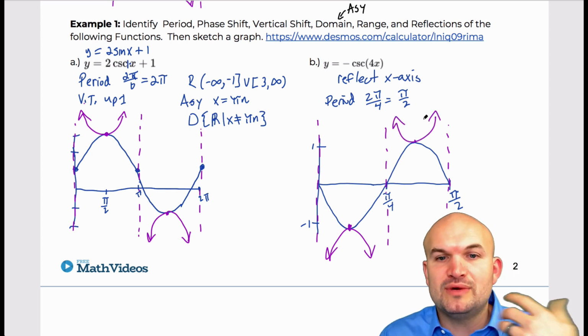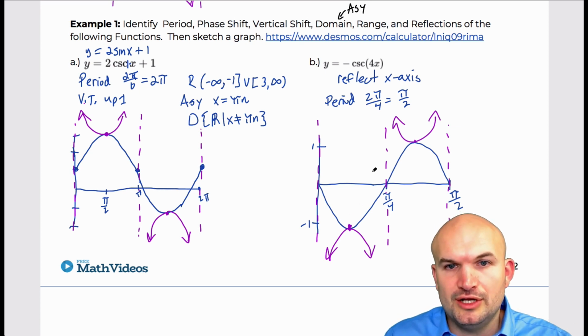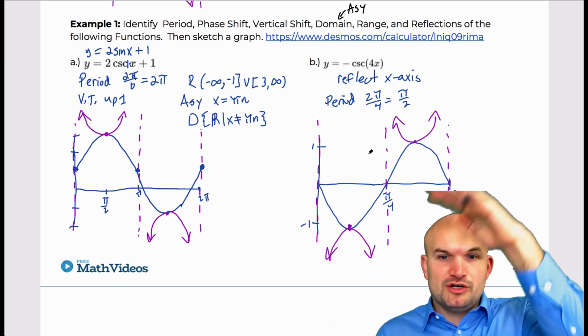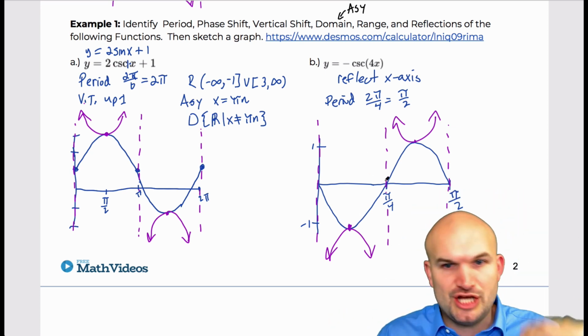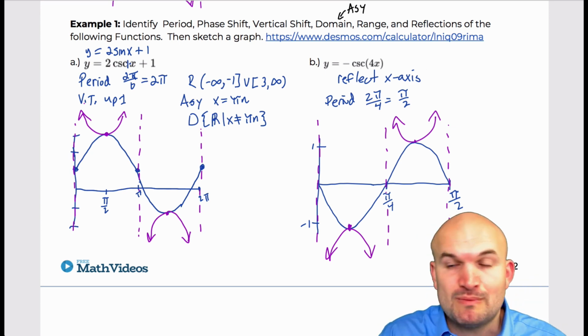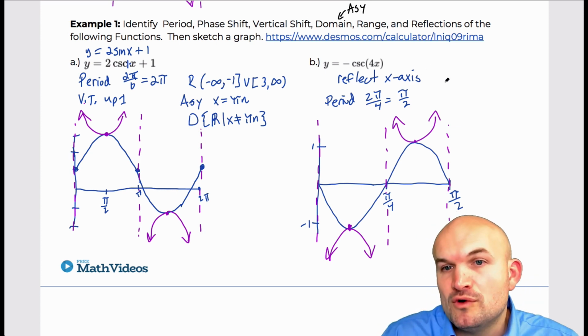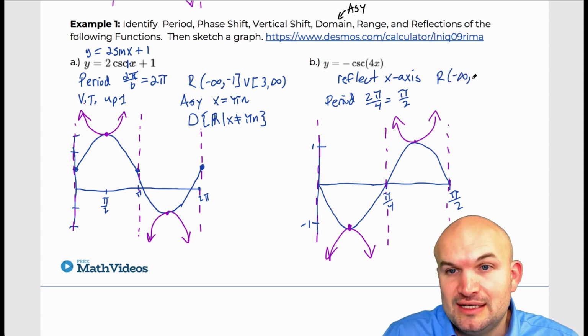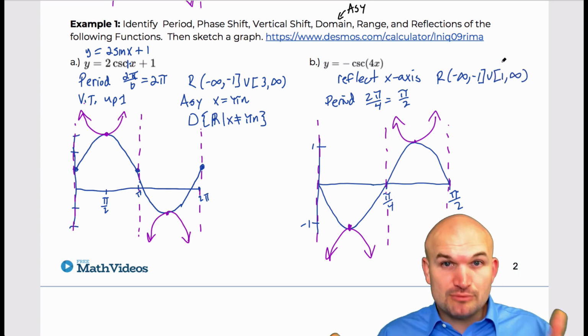Okay, so we can look at the range and we can say, well, the graph never got changed vertically. Just by reflecting it, that didn't change anything with my absolute maximums or my absolute minimums. So therefore, the range is going to be the same as the parent graph. -infinity to -1, union 1 to infinity. However, the asymptotes changed, right?